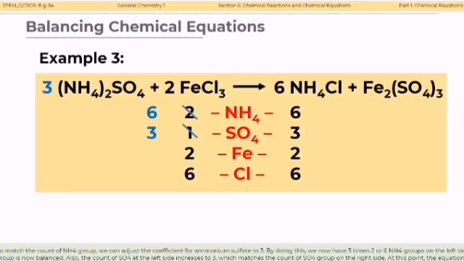To match the count of the NH4 group, we can adjust the coefficient for ammonium sulfate to 3. By doing this, we now have 3 times 2 or 6 for NH4 groups on the left side, and the group is now balanced. Also, the count of SO4 on the left side increases to 3, which matches the count of the SO4 group on the right side. At this point, the equation is already balanced.